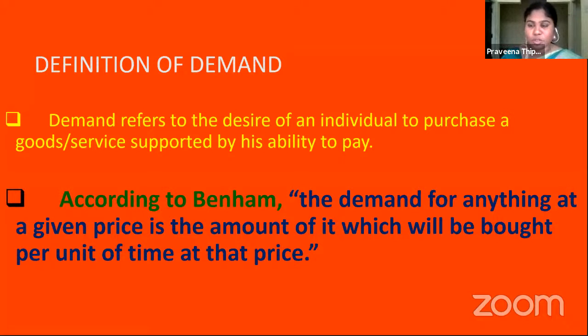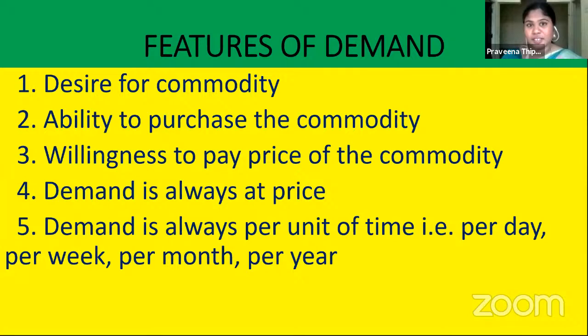Now children, you have a clear understanding of what demand is. There are certain features of demand. Demand is a desire for a commodity, and along with that, we should have the ability to purchase the commodity. And not only that, we should be willing to pay the price for that. Demand is always made at a price. Demand is always measured per unit of time, that is per day, per week, per month, or per year.